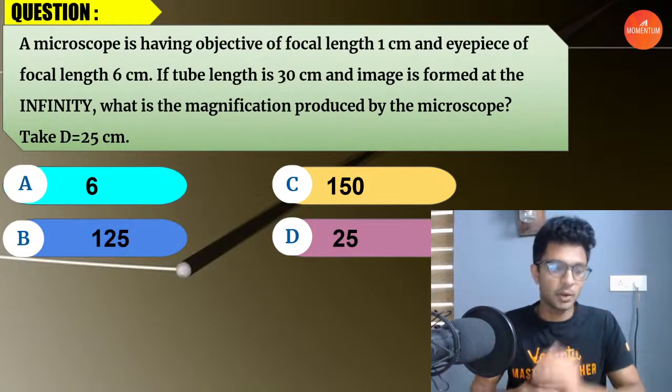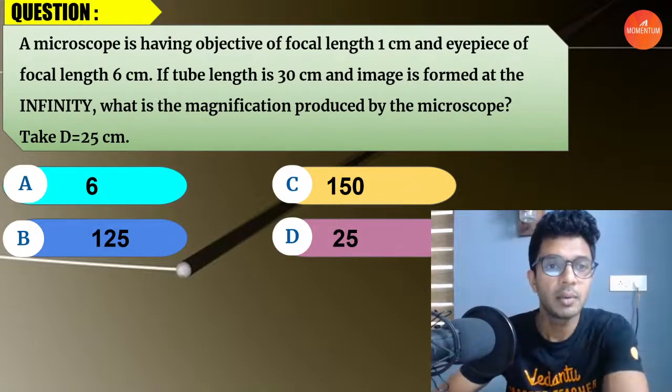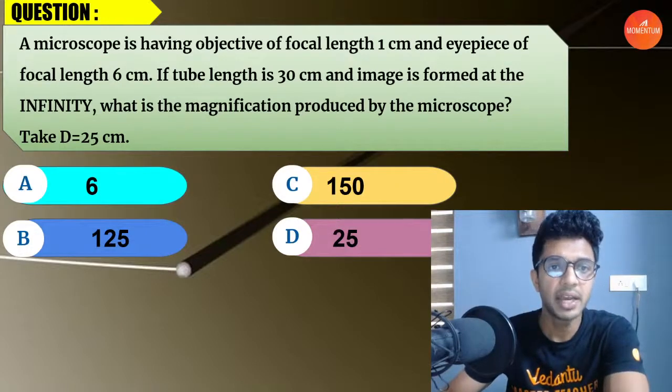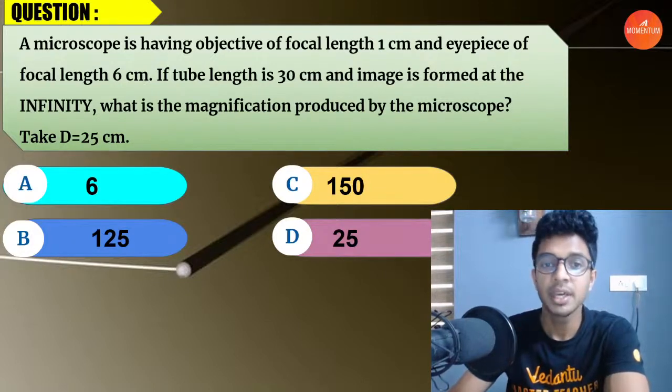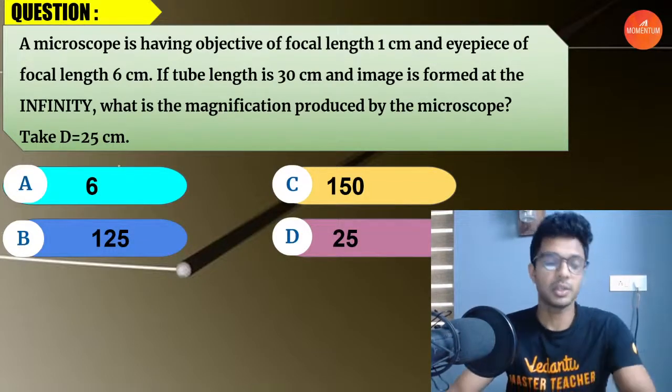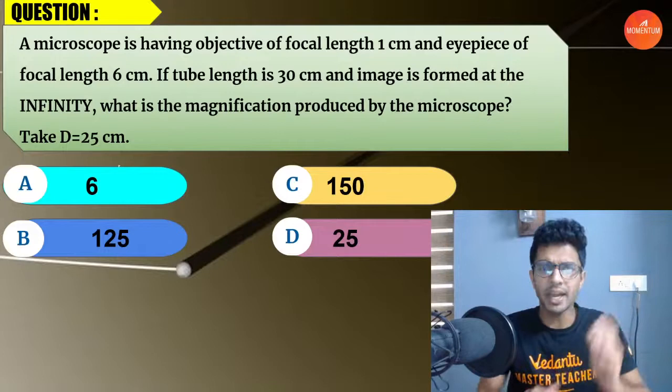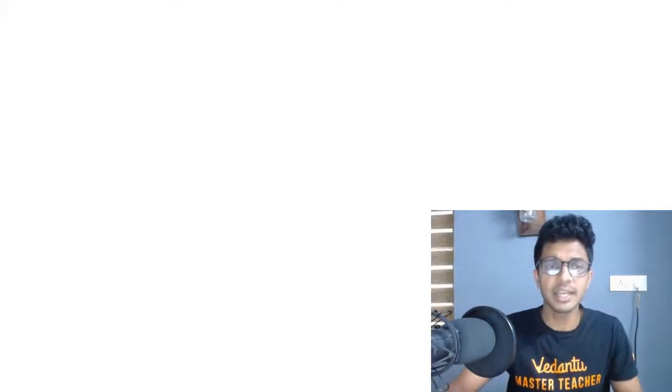Okay, now yes, moving on. A microscope is having an objective of focal length 1 centimeter and eyepiece of focal length 6 centimeter. If the length of the tube is 30 and the image is formed at infinity, what is the magnification produced by the microscope? Now I have to give you a brief idea regarding the microscope, which is a compound microscope.